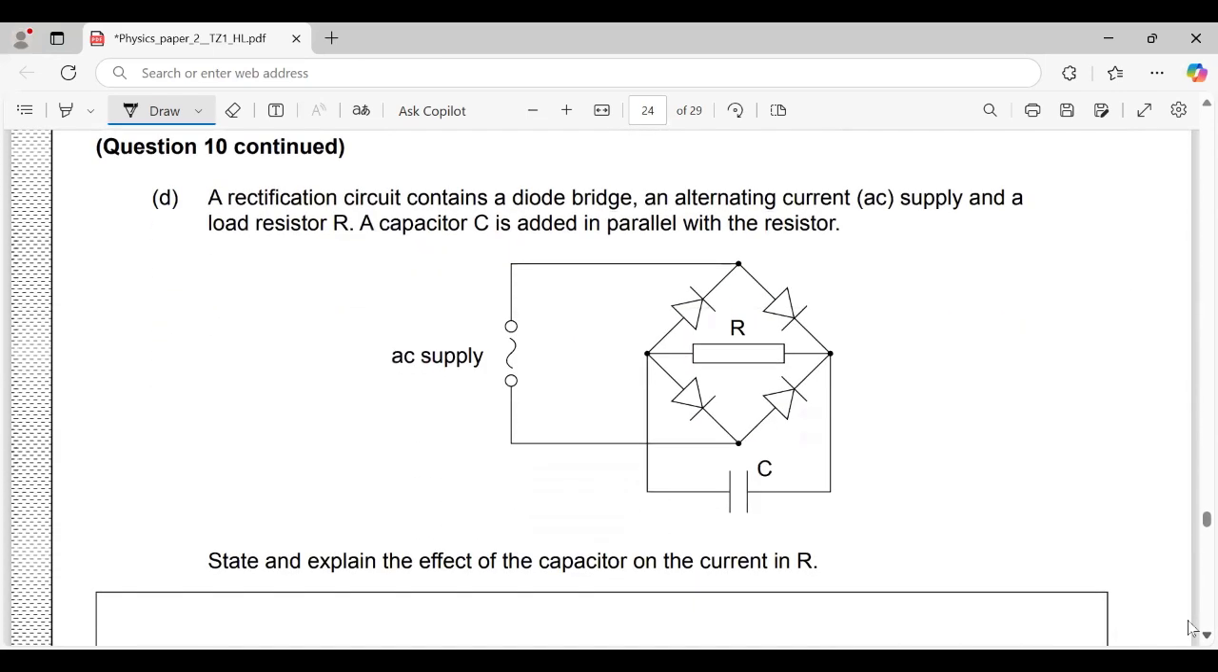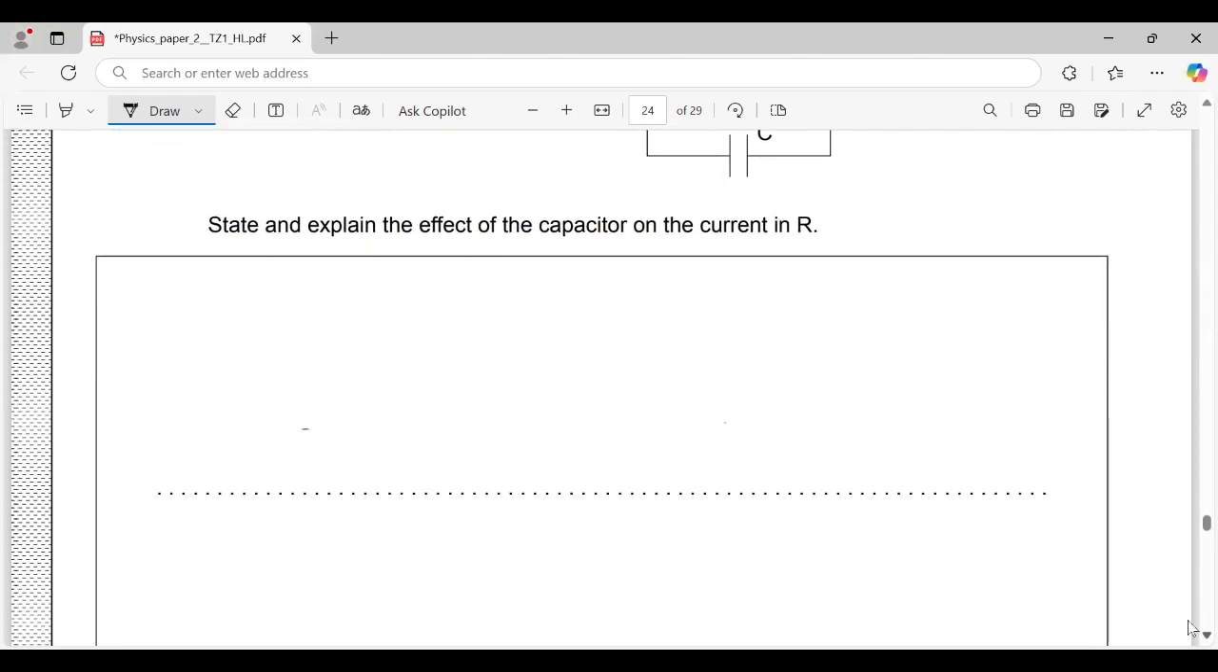Next, a rectification circuit contains a diode bridge, an alternating current AC supply, and a load resistor R. A capacitor C is added in parallel with the resistor. This is the capacitor added to the resistor, in parallel. This is the parallel circuit. State and explain the effect of the capacitor on the current in R.